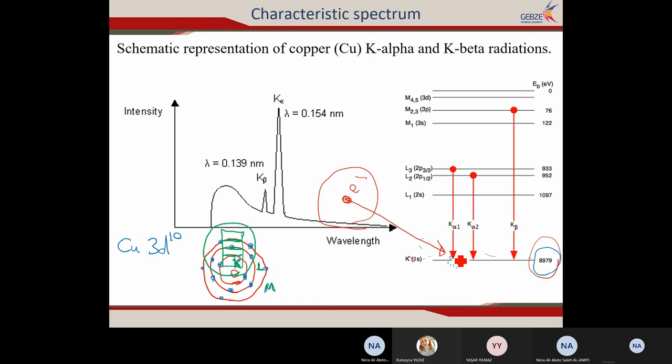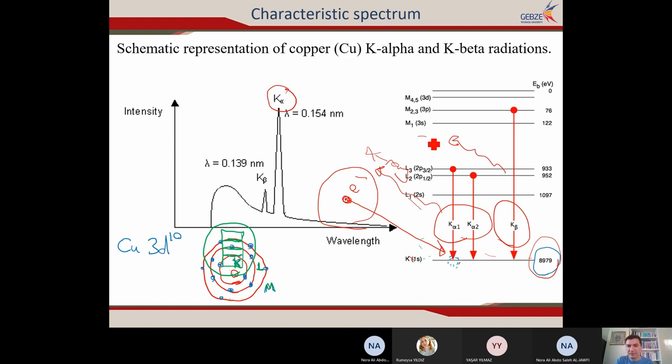They can come from the L shell or from the M shell. If they come from the L shell, it is called K alpha, like here. If they come from the M shell, it is called K beta. I mean the name of the radiation. So the electron drops from the L level to the K shell and emits an X-ray. The electron drops from the M shell to the K shell and emits X-ray electromagnetic radiation. Okay, and they are characteristic because the energy difference is very well known and specific for each element.